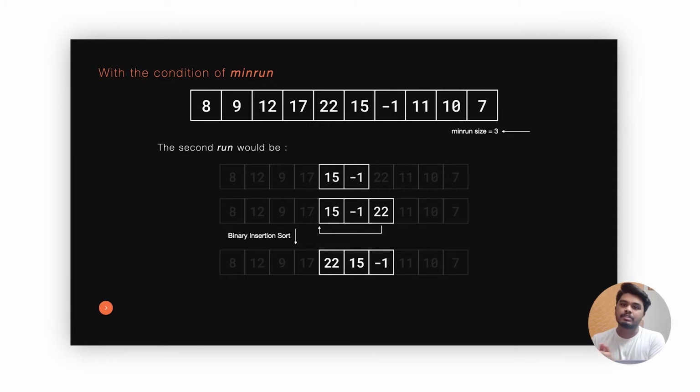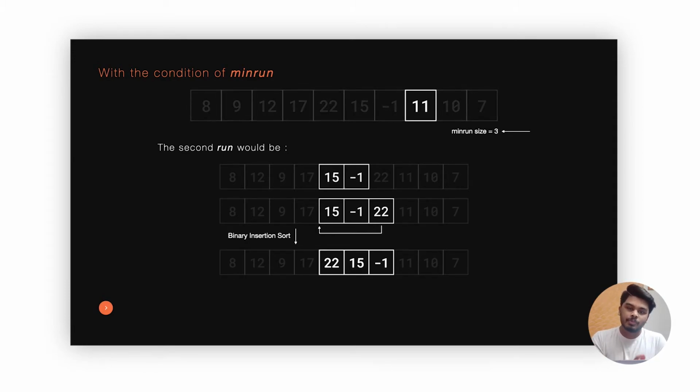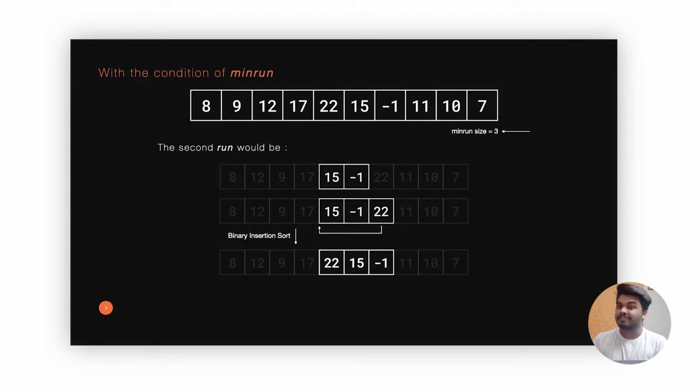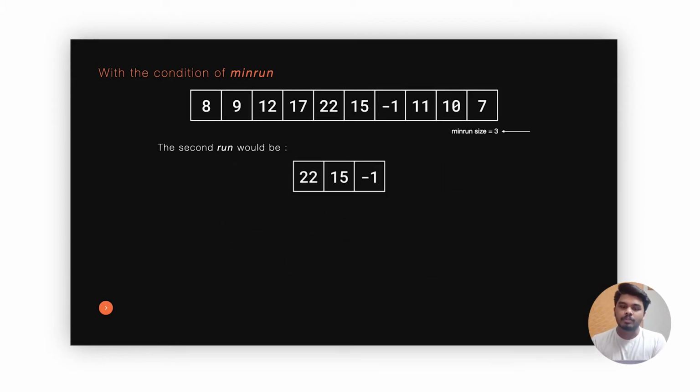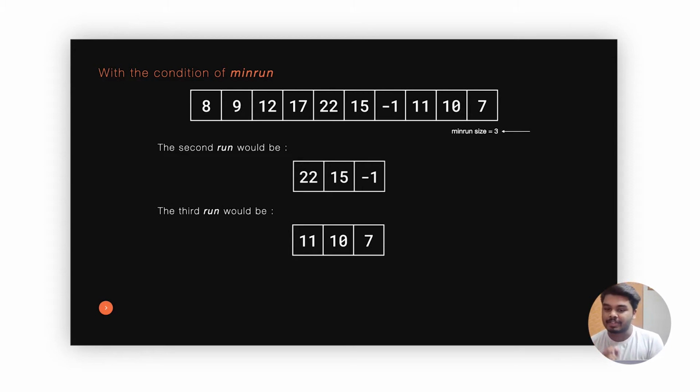So that's why the arrays are also changing. Now if we check if the next element in the list can be added to the current run, we find that it can't because 11 is not less than -1. So if we add 11 to the run, it would become unsorted. So we omit 11 and the second run would be 22, 15 and -1. Similarly, if you were to find the third run, it would consist of elements 11, 10 and 7.